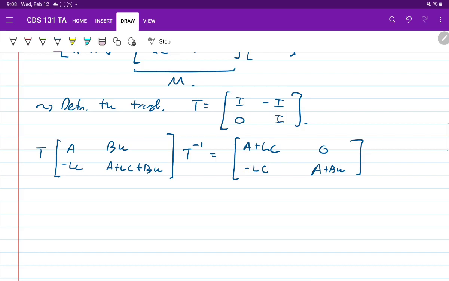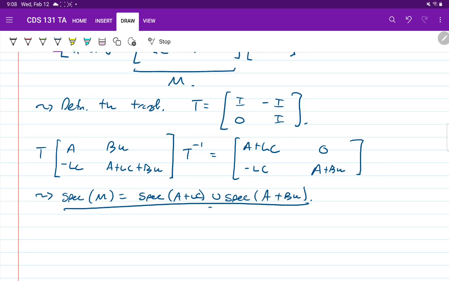So since similarity transforms preserve eigenvalues, what we conclude is that the spectrum of M is simply equal to the spectrum of A plus LC union with the spectrum of A plus BK. Okay? Since these are simply the diagonal blocks over here, A plus LC, and then the other diagonal block, A plus BK. All right? And that's a proof.